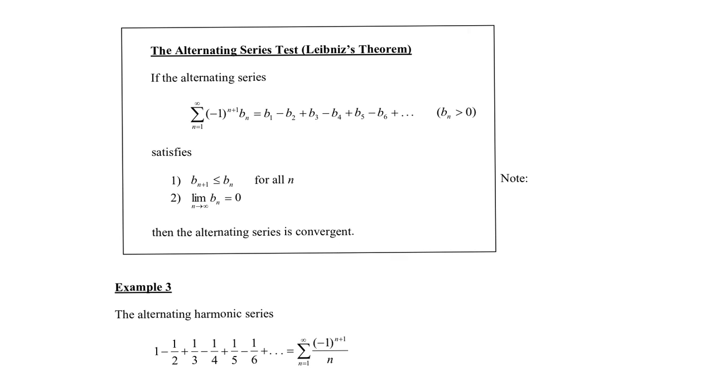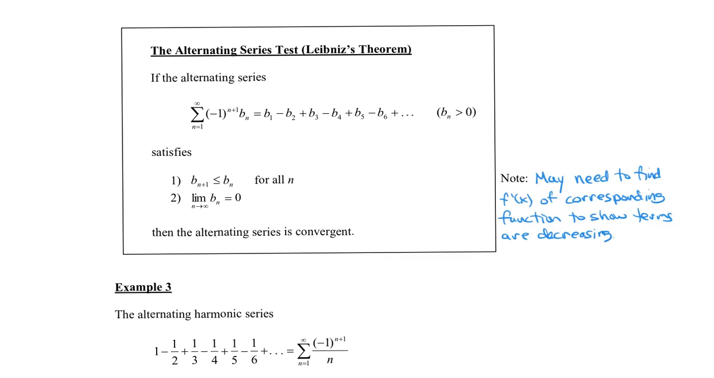There's a little note here. In some cases, we may have to use the other technique here. So this is one way to show the terms are decreasing, but if we don't have an easier series, then we may need to find the derivative of the corresponding function to show the terms are decreasing. Okay, so that was like, if you remember in section 11.3, when we were doing the integral test, we had to show that a function was decreasing. So what we did is we found the derivative and just showed where the derivative was negative. So sometimes we may need to do that too to show this decreasing, but normally we can just do this and it's not too bad.